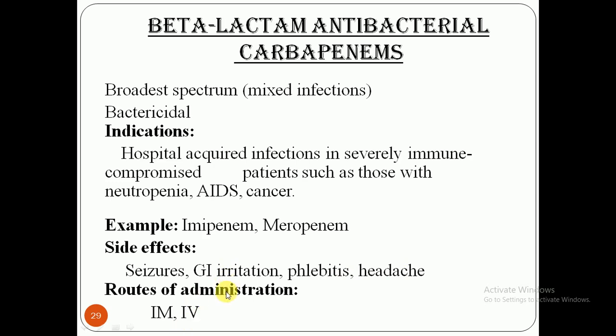Carbapenems can be administered through intramuscular as well as intravenous routes. It means these drugs are available in different dosage forms, and can be injected into the patient as IV injections, and can also be given by the intramuscular route. The classical examples are imipenem and meropenem.